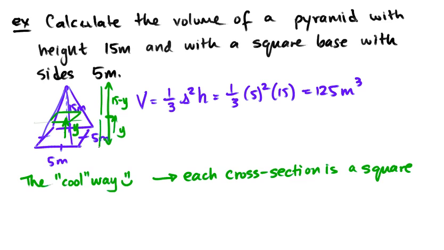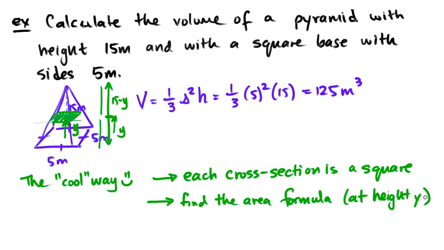So now I've divided my height into two pieces, up to y and above y. And now we can go about and try to find a formula for the area of this square at height y. To do that, we're going to use similar triangles. So the next step is to find that area formula at height y, and in this case, we're going to need to use similar triangles to find that side length at that height.